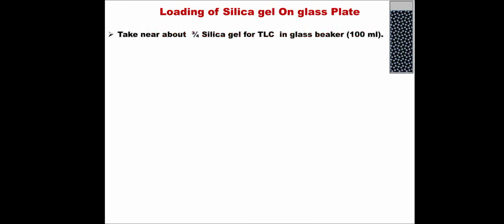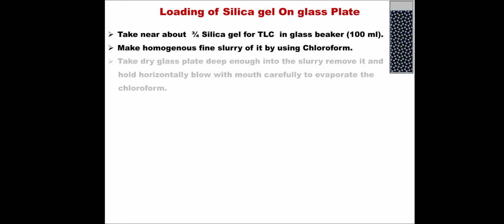So first we will learn about the loading of silica gel on glass plate. As this video is basically made for BSc students, we are going to learn how to load silica on a glass plate. So first you have to take 3/4 of silica gel for TLC in a glass beaker of 100 ml. Then make a homogeneous fine slurry of it by using chloroform as a solvent.